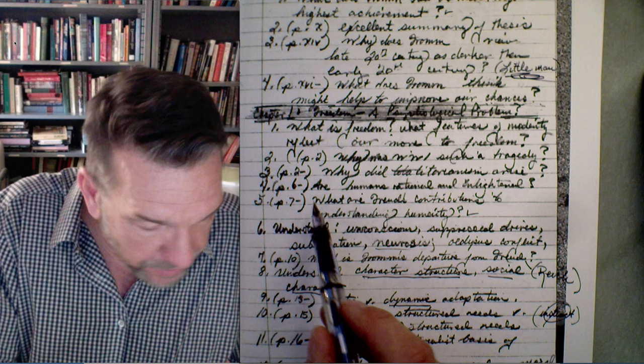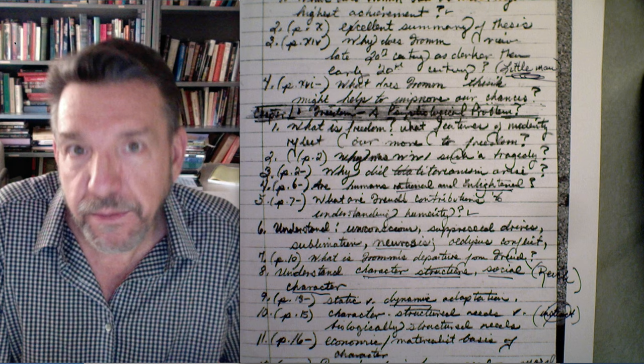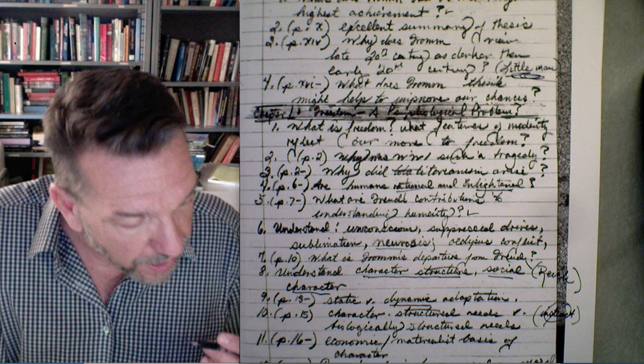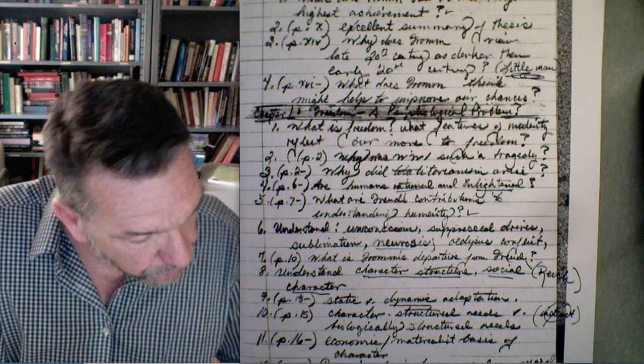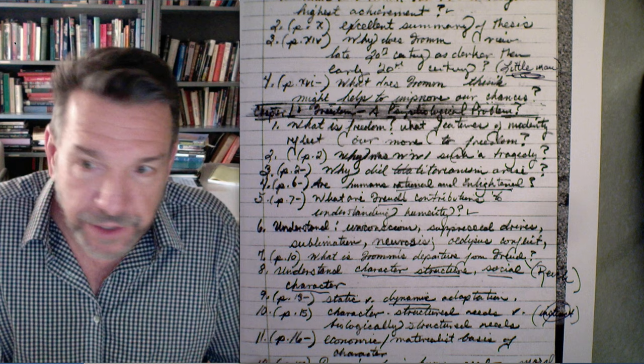Page six, again, he's a Freudian. So are humans rational and enlightened? Well, they can be, but it takes a particular kind of society to generate a social character of reason and rationality and humanism. And what Freud revealed in his work was the unconscious. So page seven, he really talks about that, Freud's contributions to the understanding of humanity.